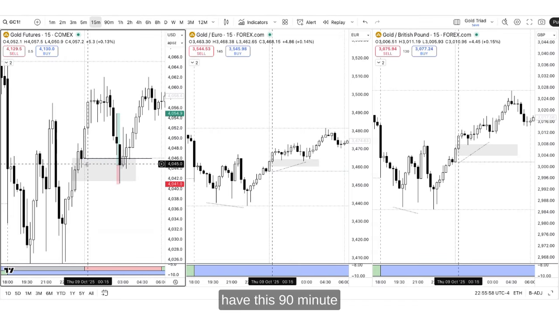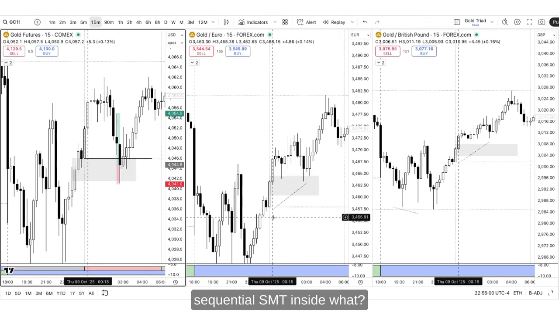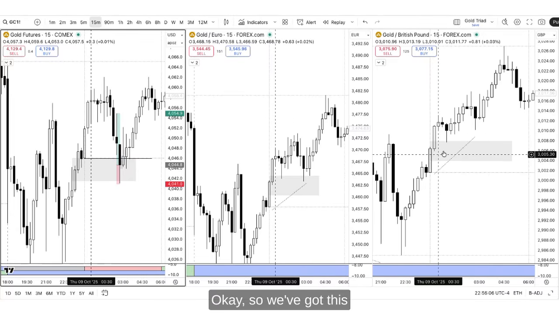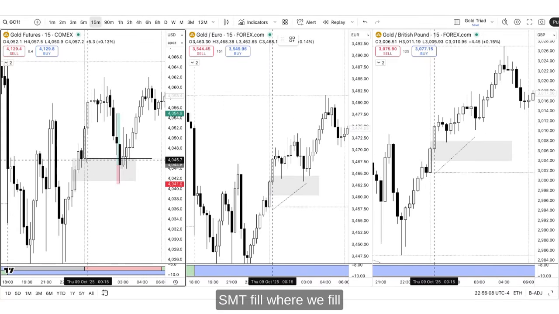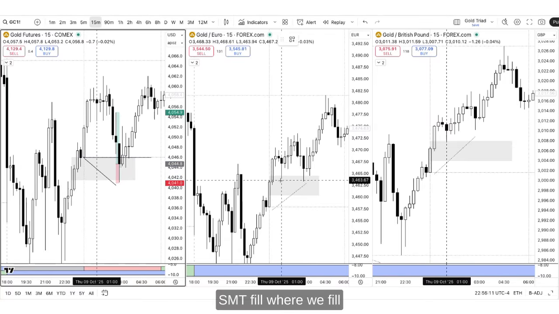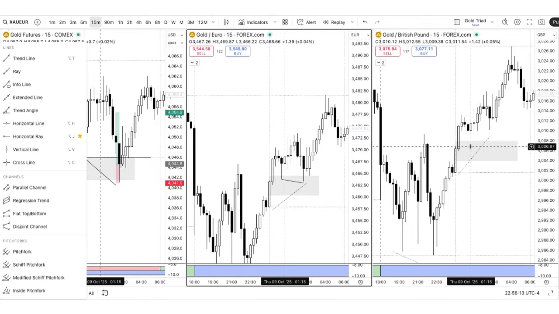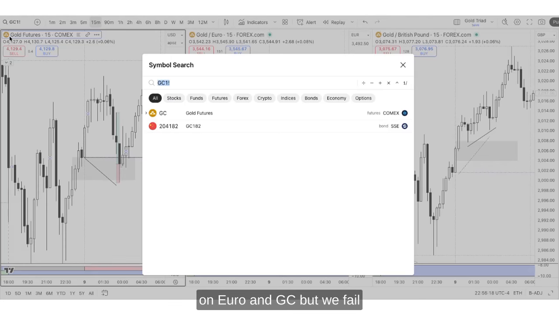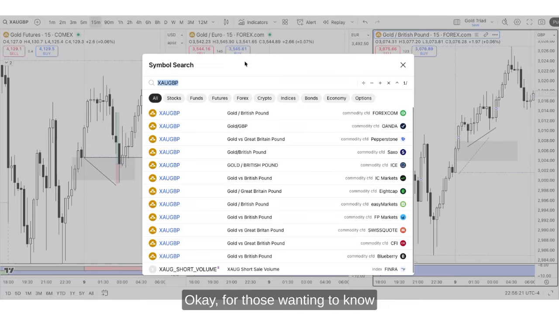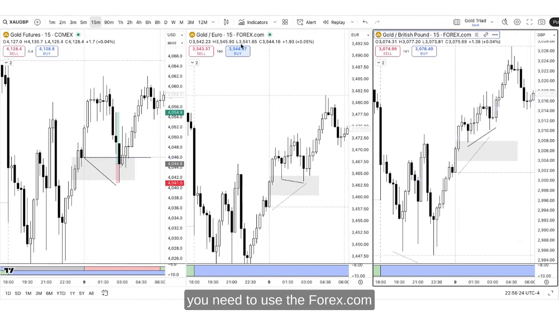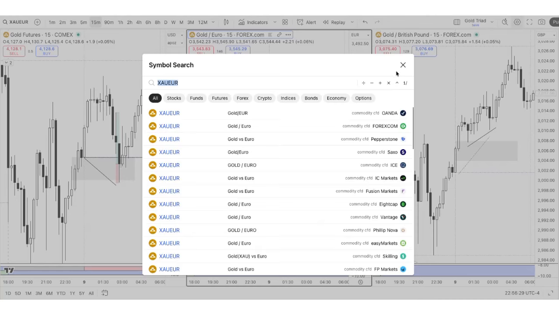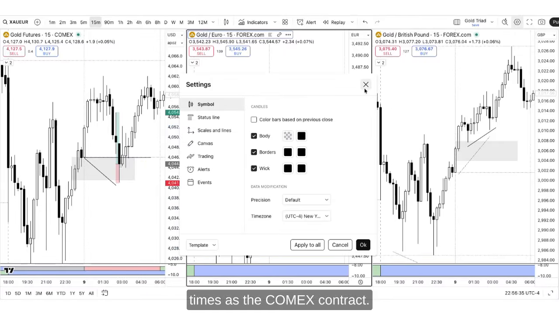Okay, you can see here we have this 90-minute sequential SMT inside this 1 hour gap, and you can see we've got this SMT fill, where we fill in this fair value gap on Euro and GC, but we fail on the British pound. For those wanting to know, you need to use the forex.com ones. G&T trades like this because they are the same times as the COMEX contract.